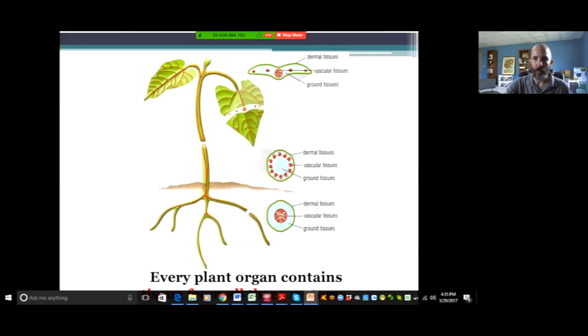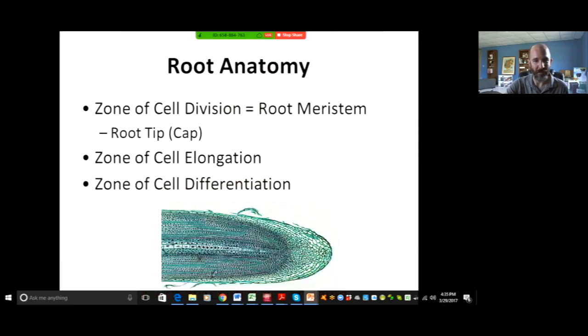And so you can see kind of an orientation of this. You have these three tissue types in all parts of the plant, and they work together to allow the plant organism to sustain itself. It's really interesting to look at the root. Again, aren't those images fascinating, to see the differentiation of plants in a microscopic view? But you have this zone of cell division.